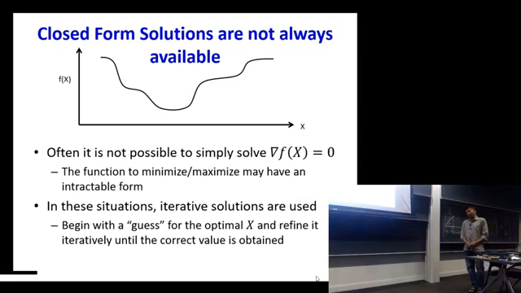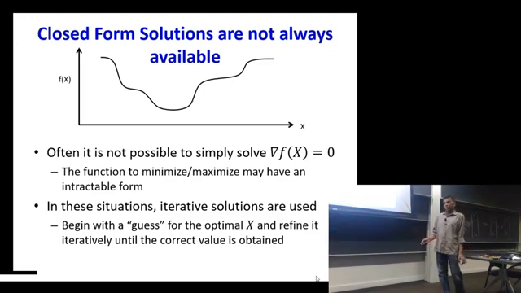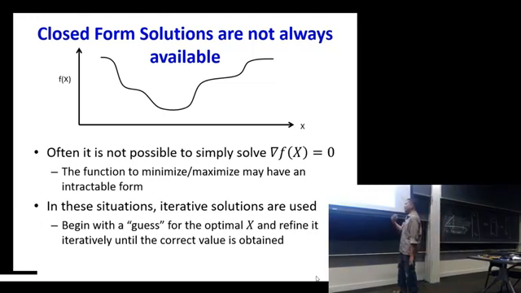Except it's really not, because it means that you need to have the value of the Hessian, you need to solve these complicated functions. Often it's simply not possible to solve this, set the gradient to 0 and solve for it, and you can't check the Hessian. So in this kind of situation, what we really need are iterative solutions. You begin with a guess for the optimal x, and you refine it iteratively until the correct value is obtained.